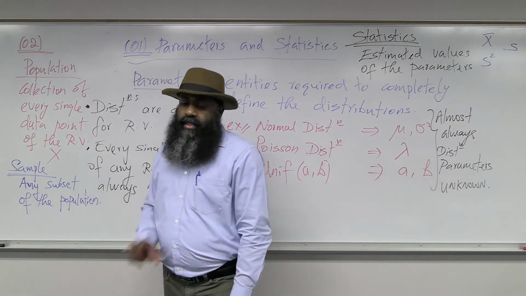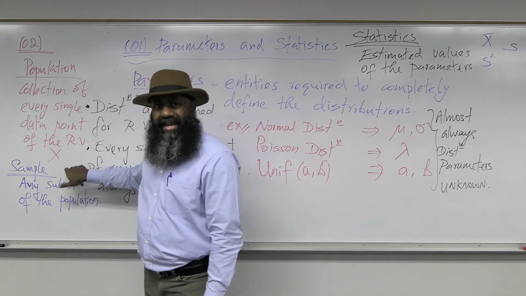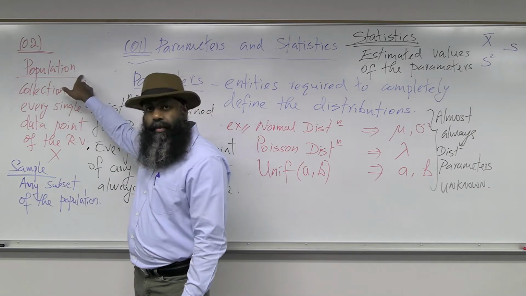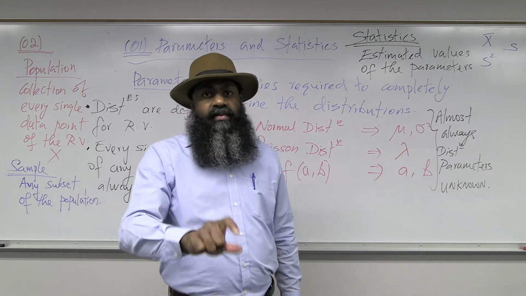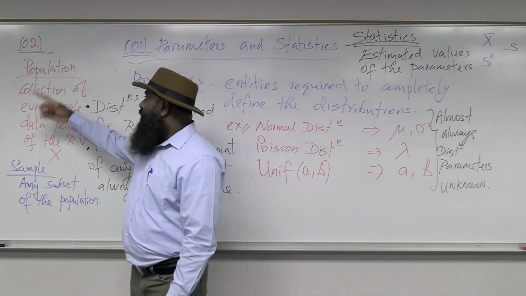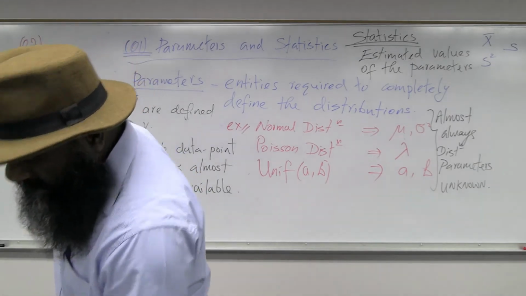Okay? So please specifically pay attention to the definition of the random variable x when you identify the population. Okay? Because every single data point of that random variable is defined as the population. All right, so that's point number 2. And let's go to point number 3.